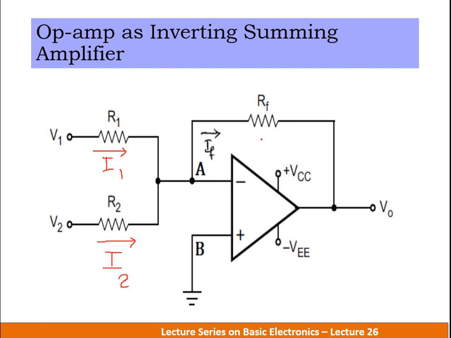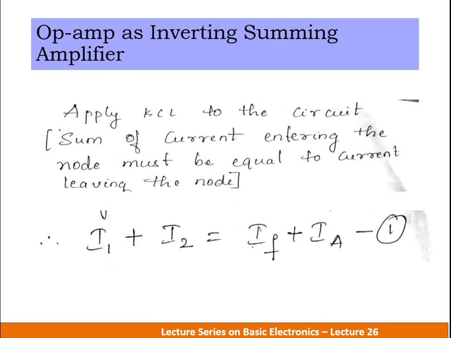Here V1 and V2 are the input voltages that need to be added. I1 is the current flowing through resistor R1, I2 is the current flowing through resistor R2, and IF is the current flowing through the feedback resistor RF. This is the circuit diagram of the inverting summing amplifier with VO as the output voltage. Now let us apply KCL to the circuit. KCL means the sum of currents entering a node must be equal to the sum of currents leaving the node.